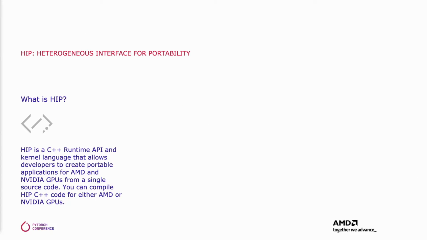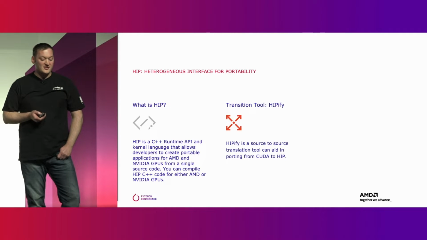HIP is a C++ runtime API and kernel language that allows developers to create portable applications for AMD and NVIDIA GPUs from a single source code. You can compile HIP C++ code for either platform, which means if you develop new projects directly in HIP, it'll work on both. But we do recognize that there are many existing projects, and so we provide porting tools. These tools make it easy to port CUDA code to HIP. It's a source-to-source translation tool called Hipify.